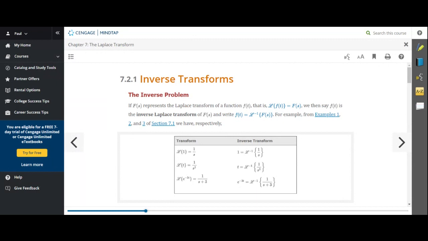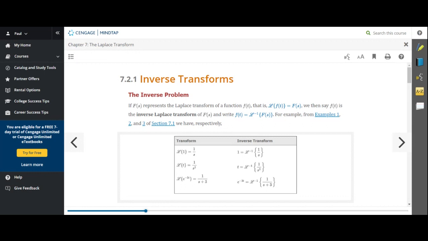All right, so you've learned from section 7.1 how to take Laplace transforms of some different functions. We have the original definition of the Laplace transform, which allowed us to come up with some general rules for Laplace transforms of common functions. For instance, looking in the table here, the Laplace transform of t is equal to 1 over s squared. The Laplace transform of e to the negative 3t would be 1 over s plus 3.